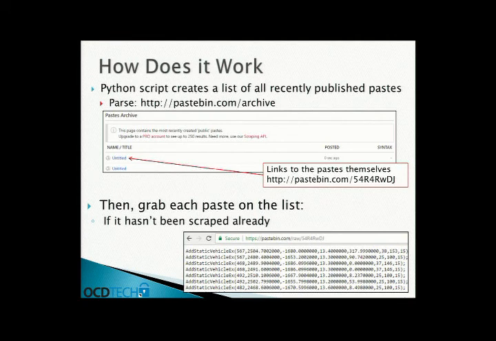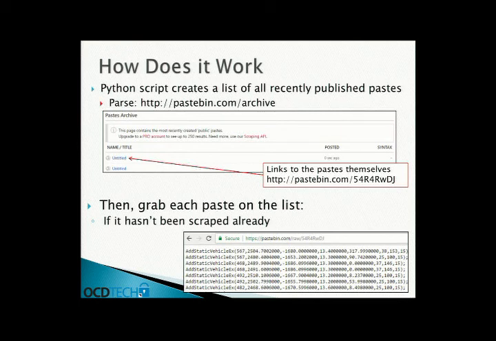This is for Pastebin, but it applies to any paste style website that publishes this archive page. So step one is to reach out to the URL pastebin.com/archive, and by parsing the raw HTML content on that page, you can extract links to all of the recently created pastes. So it says the posted time over there was 0 seconds ago. So this is a constantly updated list of pastes that have been created. So that's step one, create the list of pastes that you're interested in scraping.